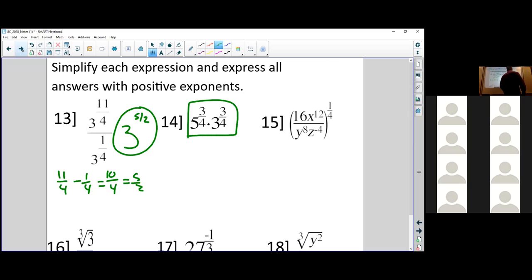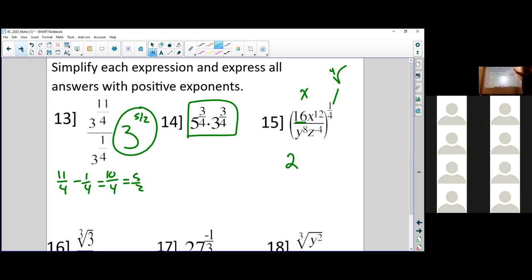15. Oh boy. All right. So this is the 4th root. Agree? So 16. Oh, Will dropped out too. 16 is 2 times 2 is 4 times 2 is 8 times 2 is 16. So the 4th root of 16 is 2.